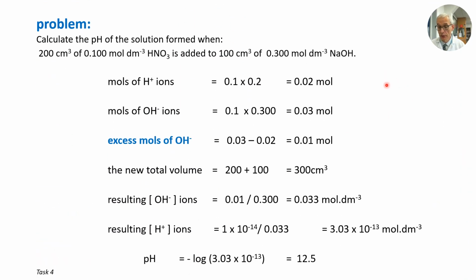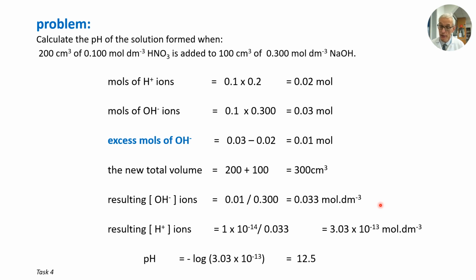I've set out the full process so you can save time if you wish, but I'll go through step by step. So I've calculated the moles of hydrogen ions at 0.02. I've calculated the moles of hydroxide ions at 0.03. We have an excess of hydroxide ions at 0.01 moles. The new total volume is of course 300 or 0.3. So the resulting concentration of hydroxide ions is 0.033 moles per decimeter cubed.